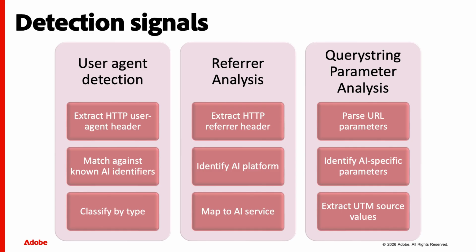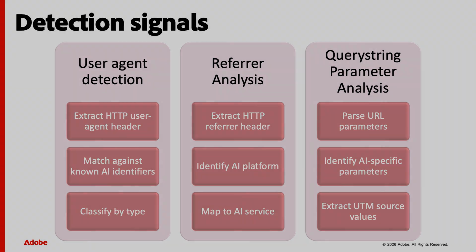No heavy lifting required. First, user agents. These are like digital fingerprints in the browser headers. Flag common ones like GPTBot or ClaudeBot. They're often from AI crawlers. Next, referrers. Check where traffic's coming from. Referrers like ChatGPT.com or Perplexity AI are obvious AI referrals. Last, query parameters. Look for UTMs tagged with AI sources, like UTM source equal to Gemini. Layer these for reliability. One might miss, but together you're covered.